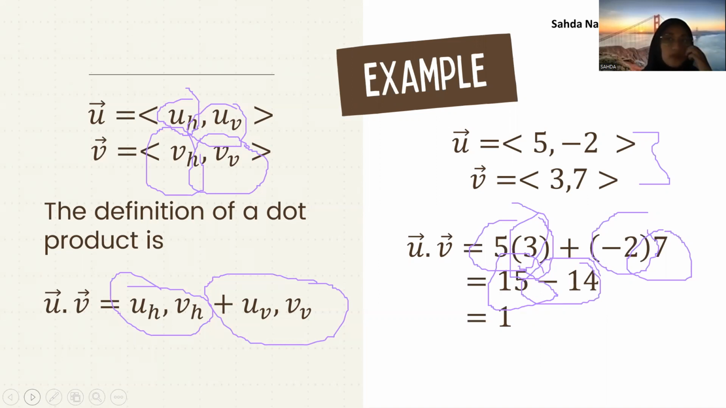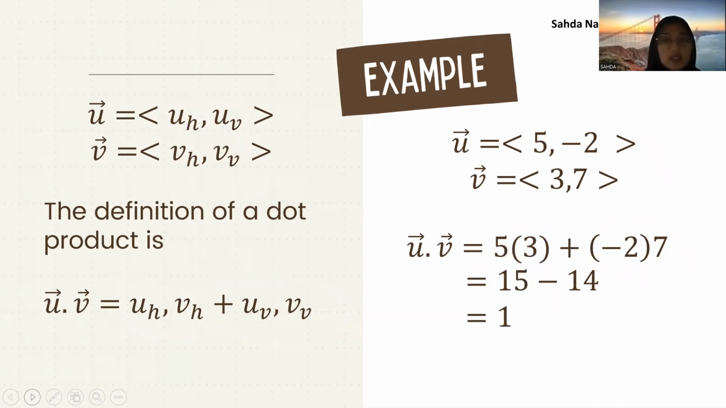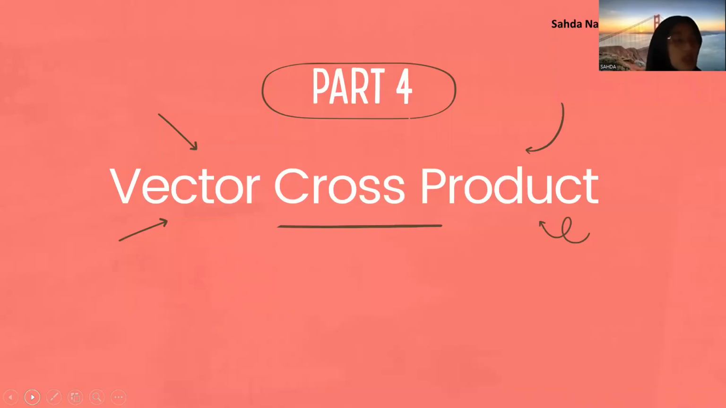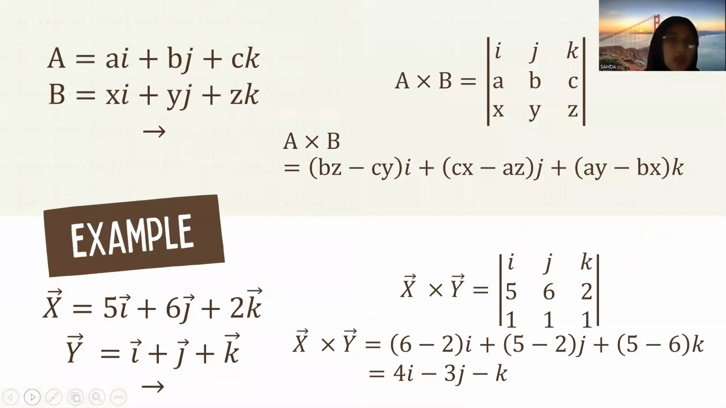Okay, next is vector cross product. I'm now going to show you how to calculate the cross product. This is the way that most people calculate the cross product. I'll do it with an example. Suppose you have two vectors, A and B, written as such, and you want to figure out A cross B, which is equal to C.